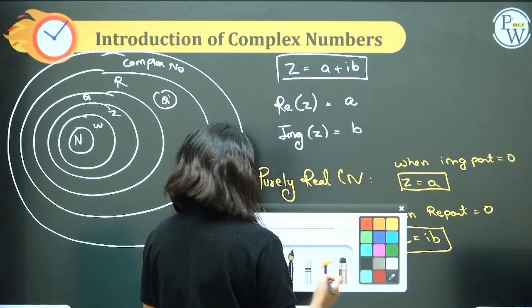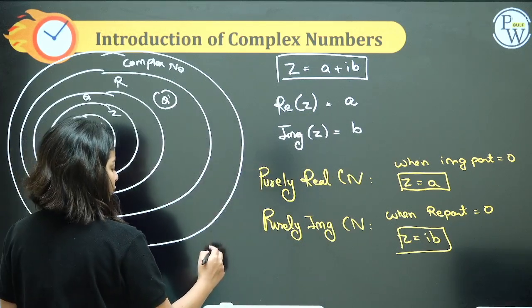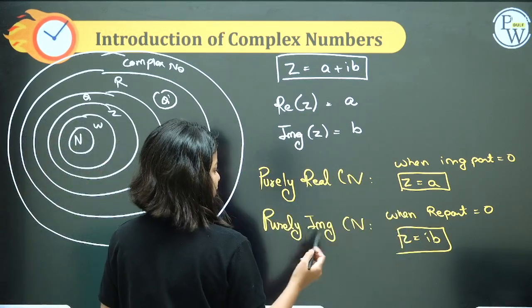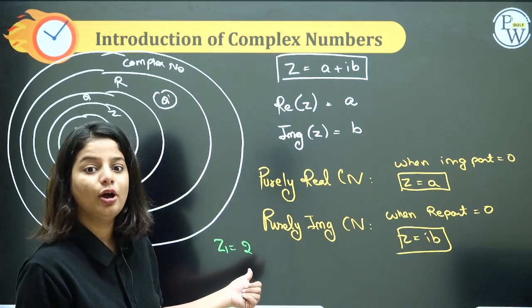Can you all tell me Z1 equal to 2? Is it purely real or purely imaginary?